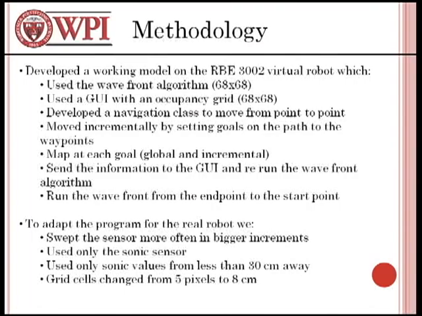I'm Sam King, and I'm going to talk a little bit about what we had to do to adapt our program for use with the real robot. The real robot was fairly similar to the virtual robot, except we had several real-world challenges. So what we did is we swept the sensor more often and in bigger increments. We used only the sonic sensor because the infrared returned a lot more noise. We only read sonic values from less than 30 centimeters away. Within 30 centimeters of the robot, we had fairly accurate results, but further away, a lot of noise, and it became much harder to actually predict where we were. And the grid cells changed because the size of the map changed.